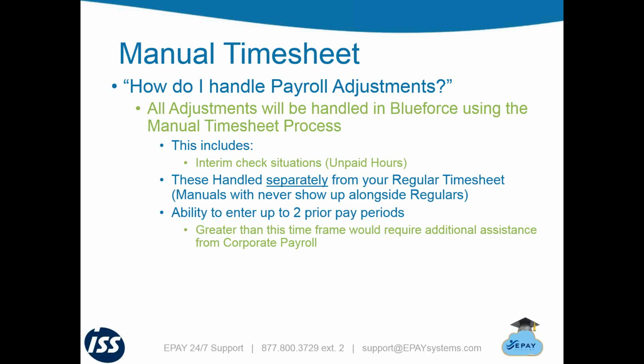Now, you have the ability to enter up to 2 prior periods in the manual timesheet piece. If you need to go further back, say 2 months, 3 months, 4 months back, for whatever reason, at that point, that would require additional assistance from corporate payroll. You won't be able to do that in Blueforce. But keep in mind, manual timesheets is the avenue we're all going to take to do payroll adjustments. So this also means you don't pick up the phone, call your payroll processor, or email them something so they can do it manually. It has to be through the manual timesheet.